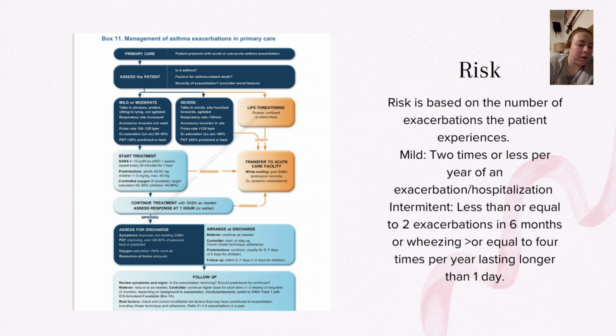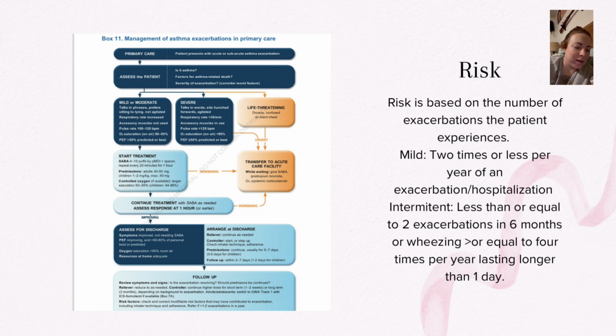But when we look at risk factors, we can really get an underlying number. Like Medicaid, they run numbers specifically on patients and give them a severity rating based off the number of hospitalizations. So this is kind of the same thing. Mild would only be two times or less per year. Intermittent is less than or equal to 2 exacerbations in 6 months, or wheezing greater than or equal to 4 times per year lasting longer than 1 day. So it's basically the same as what I just said, just in a different way.